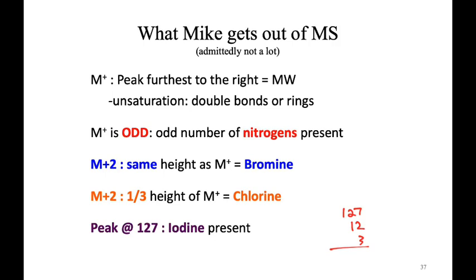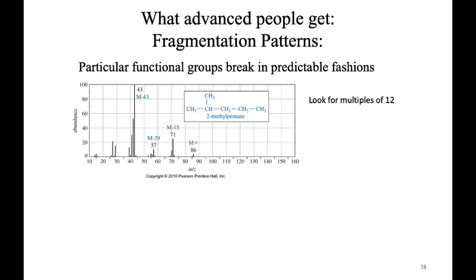Whatever that mass comes out to be would be the smallest possible mass with an iodine. Okay? For the sake of this class, the odds that iodine shows up at all is just limited. Okay? It's not worth the effort. Okay? So, can you get more from mass spec?